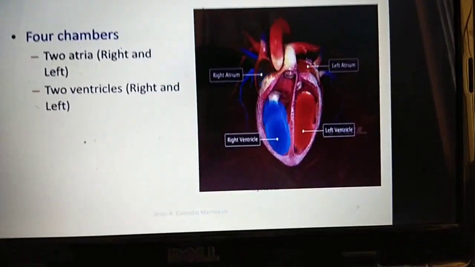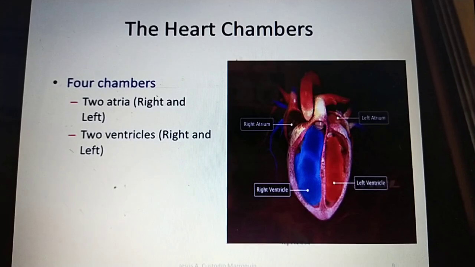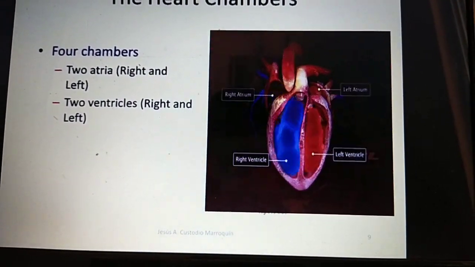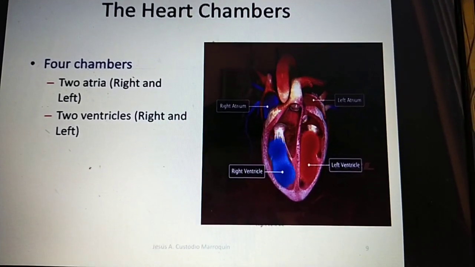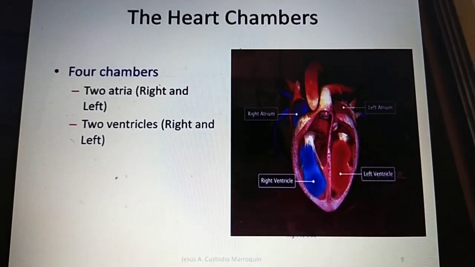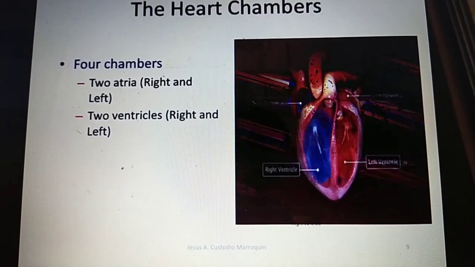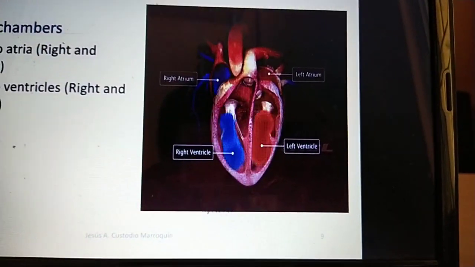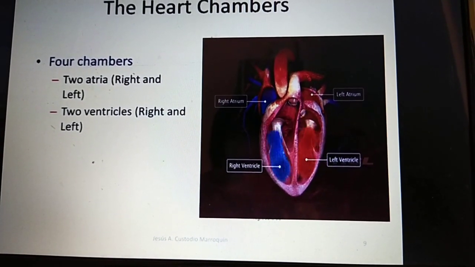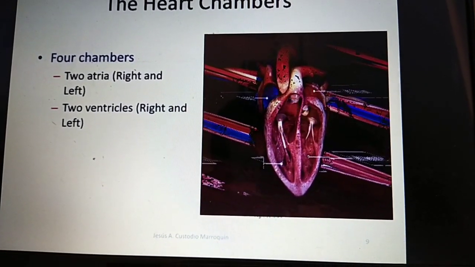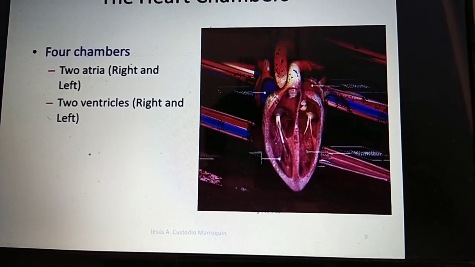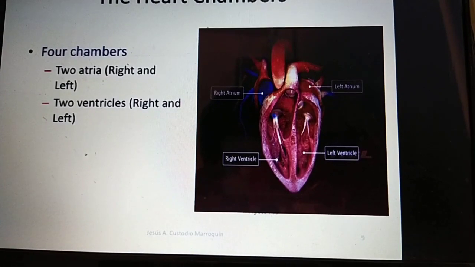Now the heart chambers. They are mainly 4 in number: 2 are atria and 2 are ventricles. Atria are present superiorly, ventricles are present inferiorly. The atria mainly receive the blood from the respective body parts, and the ventricles pump or discharge the blood to the respective body parts.